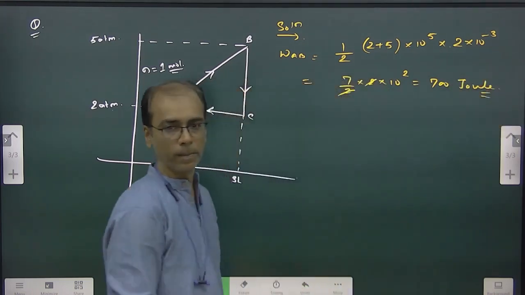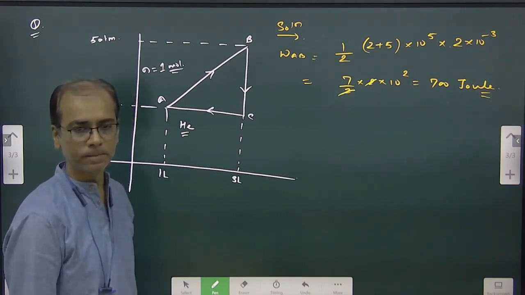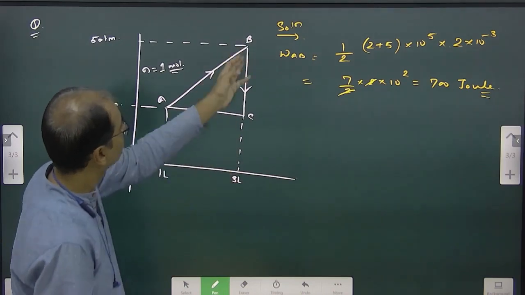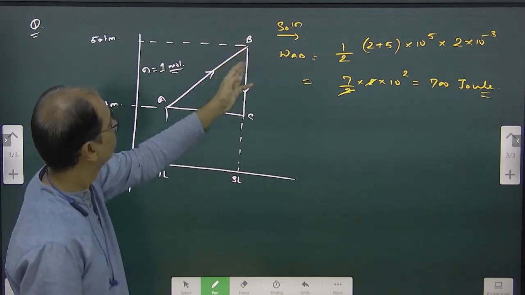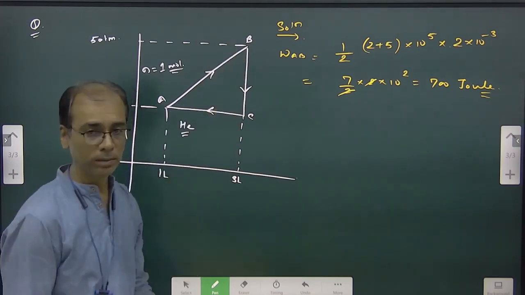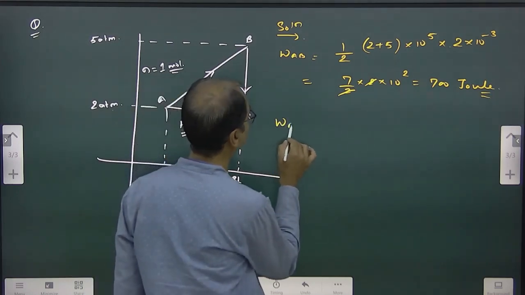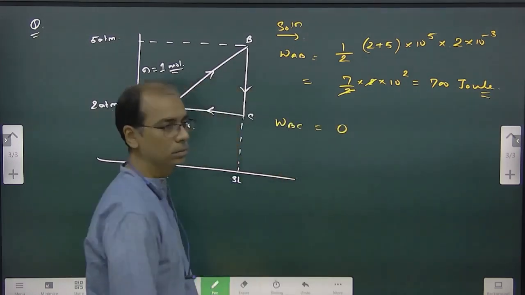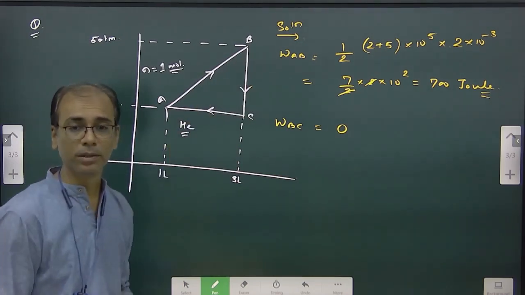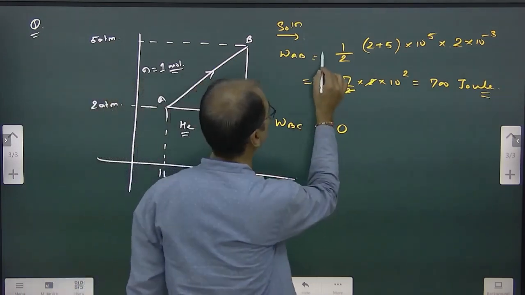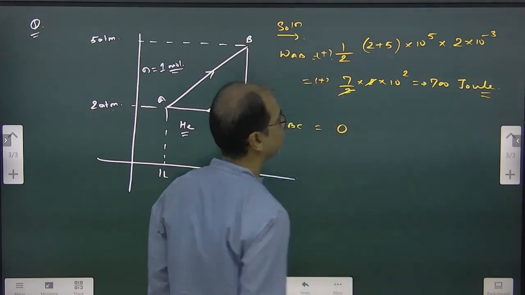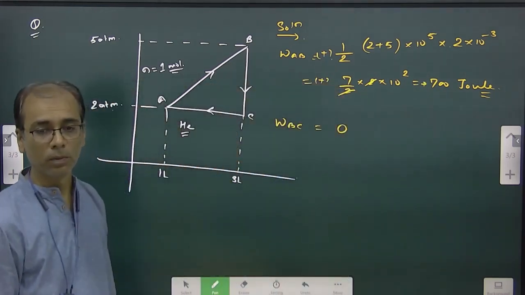Work done in AB. Work done in BC. Okay, so work done in BC, you can see that delta V is 0. No change in volume is happening. Here volume and here volume, at both places, the volume is 3 liter only. So no change in volume, no work done. So WBC is 0. Okay, and one more thing. In this one, is volume increasing or decreasing? Increasing. So work done is positive. Positive 700.